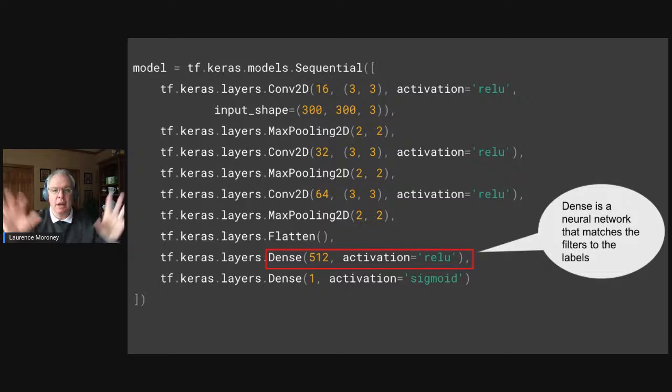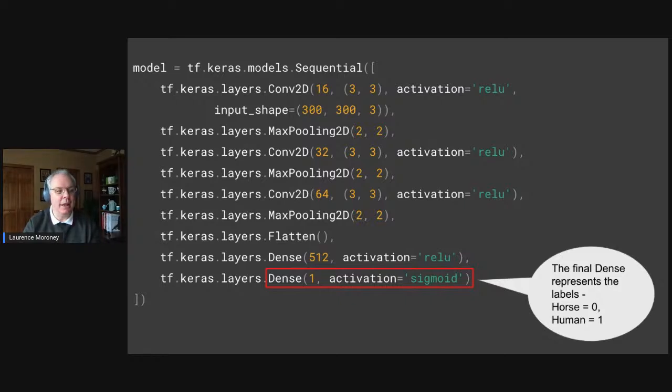So in this case, I have all of my filters that I've been learning. The image is coming down through the filters. I'm ending up with lots and lots of bits coming out of that, and I now want to match those bits to the labels. That's what this dense layer is doing. And then this final dense layer is the output.